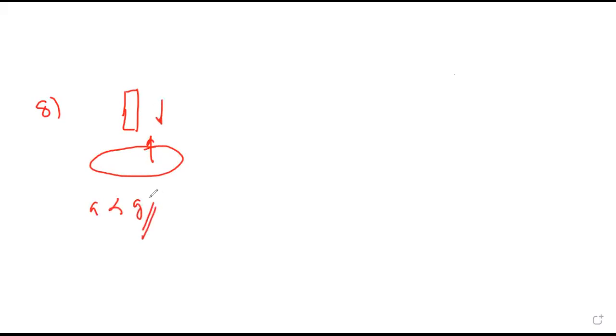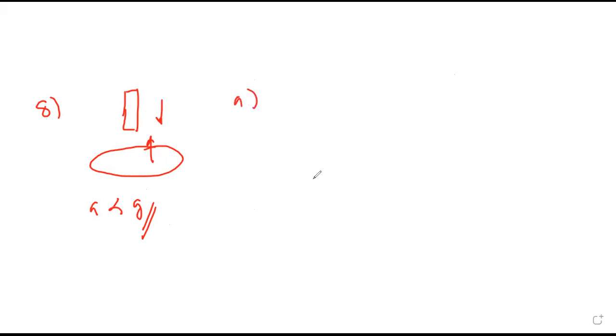A copper ring is held horizontally and a magnet is dropped with its length along the axis. The acceleration of the falling magnet while it is passing through the ring will be equal to, less than, more than gravity, or depends upon diameter. If a magnet is made to fall, the induced current will oppose its fall. So acceleration will be less than gravity, because gravity is pulling it downward and this is opposing. So it will be less than gravity.